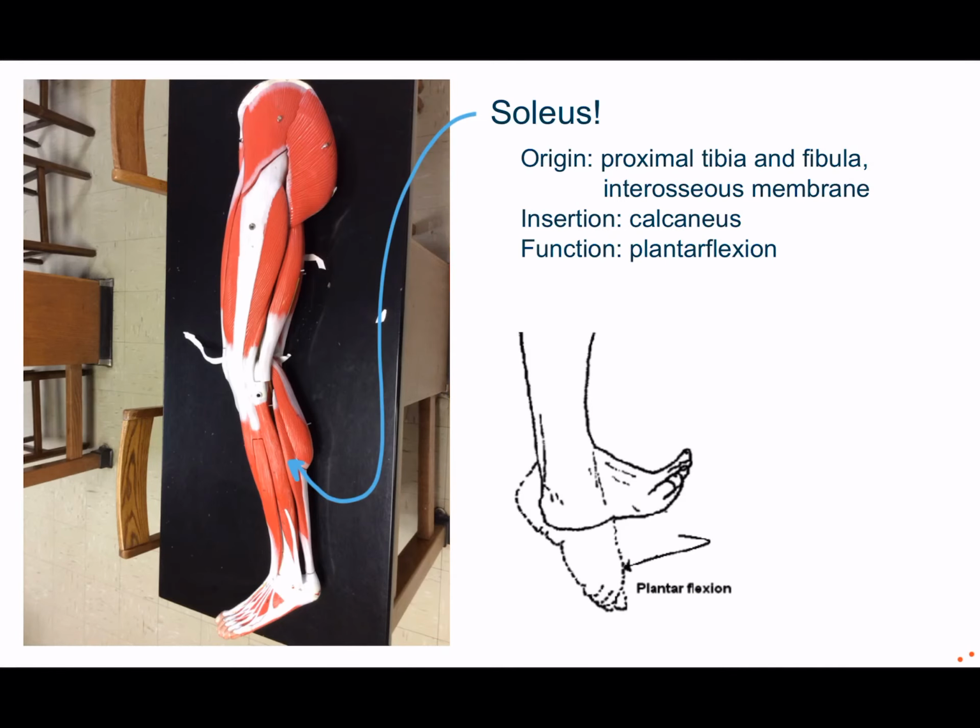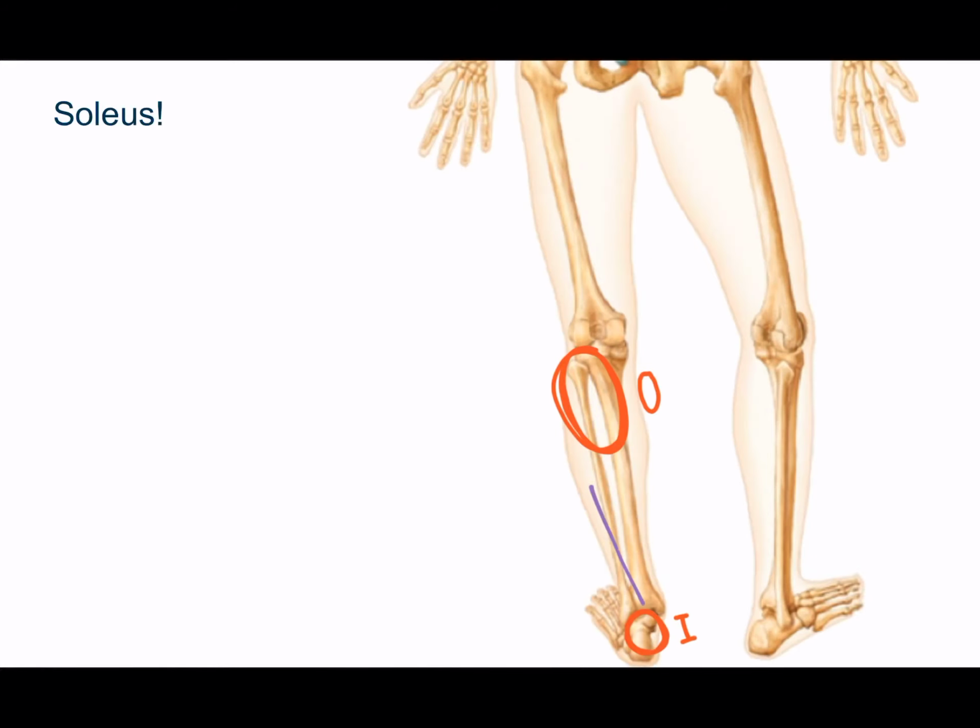And then there's the soleus. The soleus is behind your gastrocnemius. So it's going to originate on your proximal tibia and fibula and the interosseous membrane. Its insertion is the calcaneus, and its function is plantar flexion. So it's going to push your foot down. So soleus runs under. If this is your gastroc, your soleus is here.